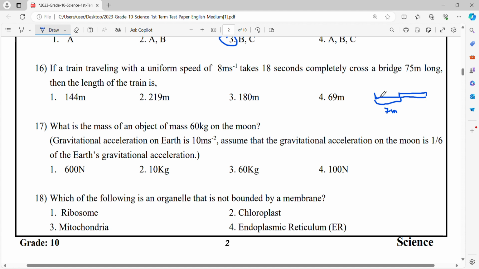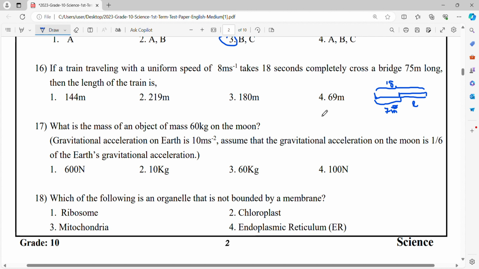So the time taken is for this total length: the length of the train and the length of the bridge, 75 meters. Within 18 seconds, the total train is going to cross the bridge.